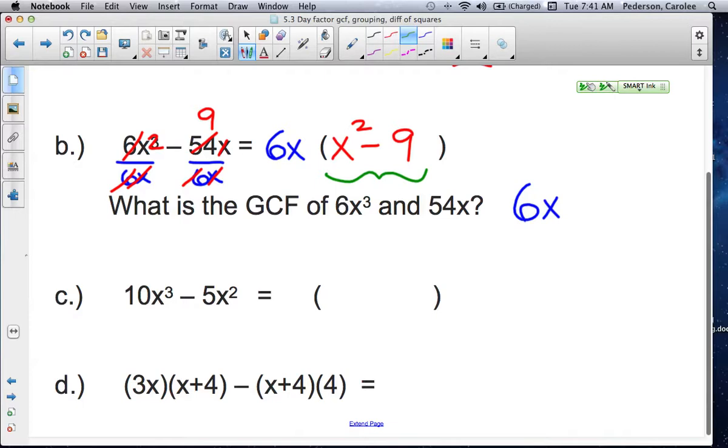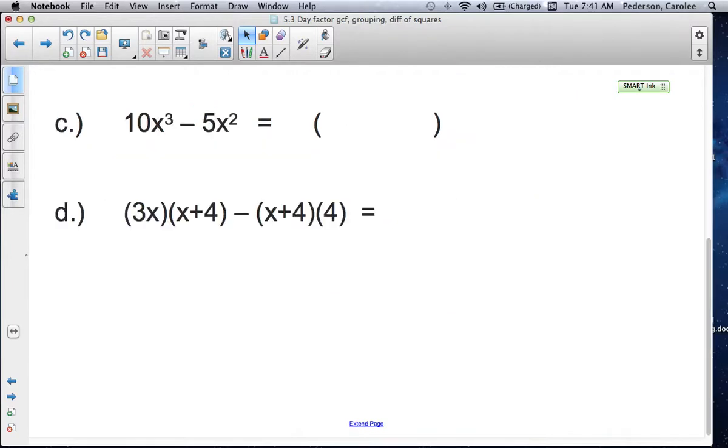All right, let's move to the next question. Try and see if you can do this question on your own. Question C. Figure out what is the greatest common factor of 10x cubed minus 5x squared.